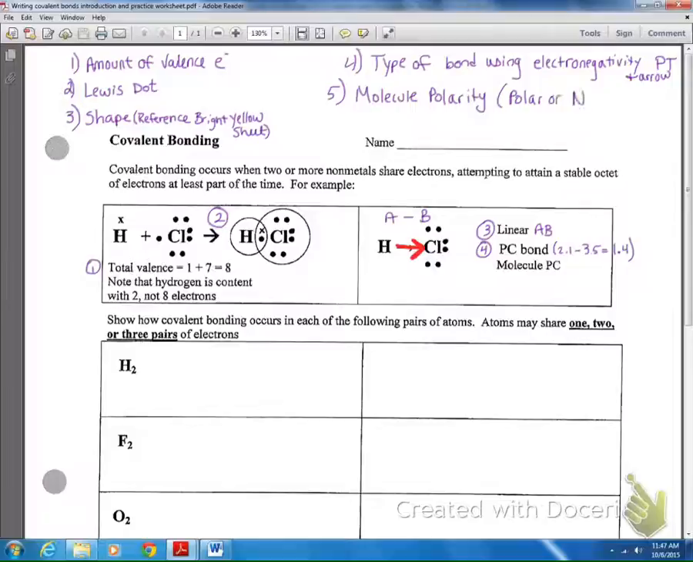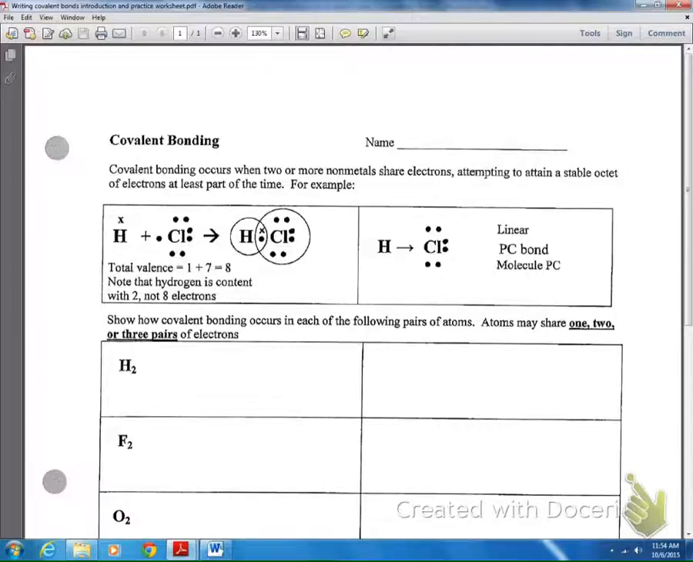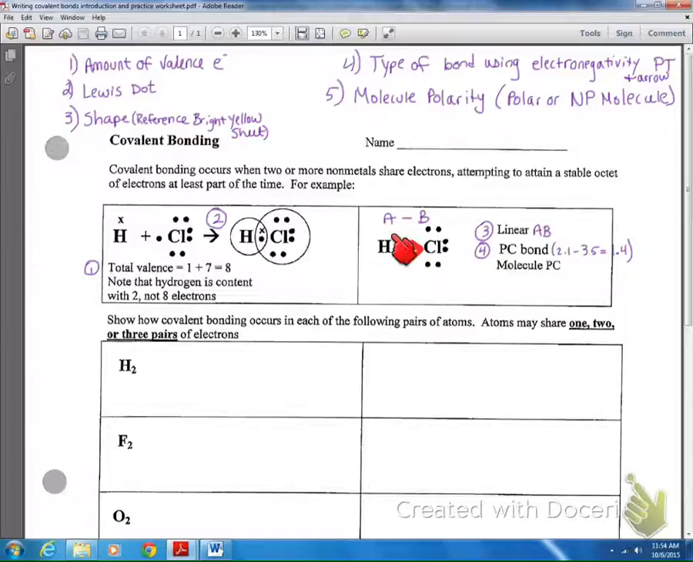And then the last thing that we're going to identify is the type of molecule. So if it's a polar or nonpolar molecule, remember, if it's a polar molecule, it looks different, and if it's a nonpolar molecule, it looks the same. Because these two atoms are different, they look different, so I would consider this a polar molecule. So again, it does not look the same, so it's considered a polar molecule.